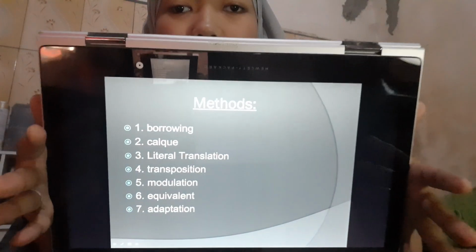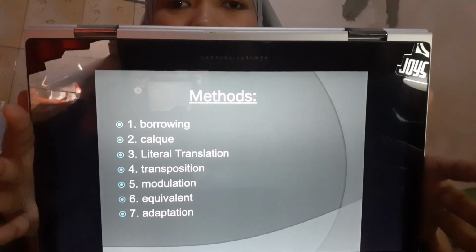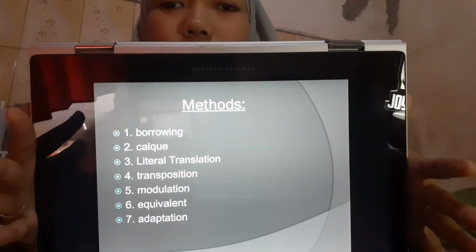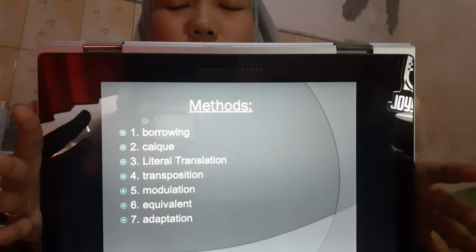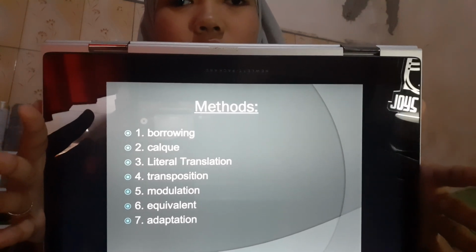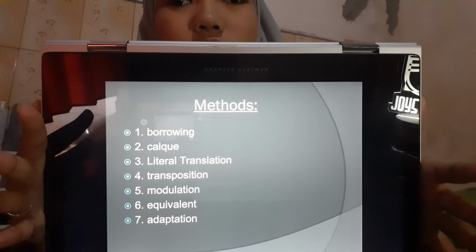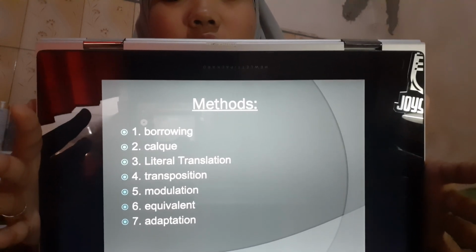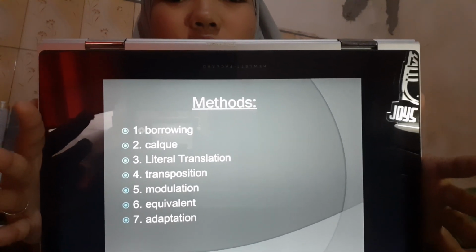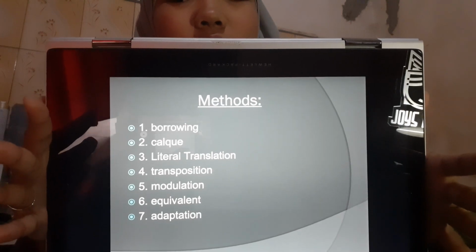In this video, I would like to tell you the 7 methods of translation here. Okay, you can see it. So the first is borrowing, 2 is calque, 3 is literal translation, 4 is transposition, and then 5 is modulation, 6 equivalent, and the last is adaptation.